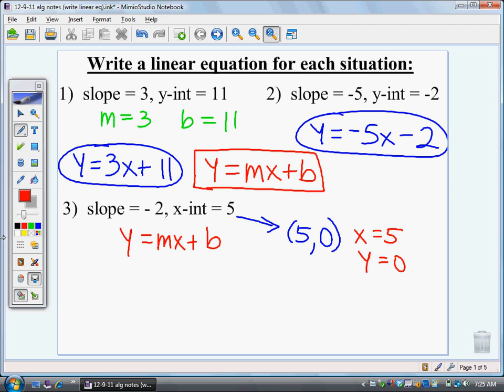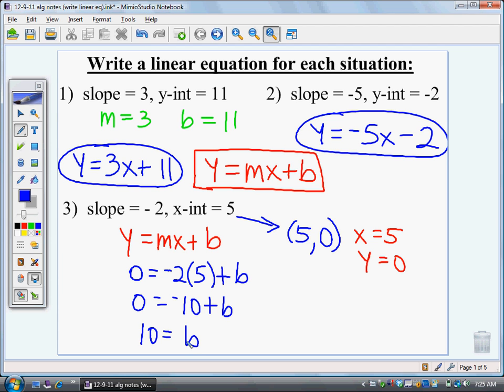The thing we don't know is b. So we plug everything in that we know. Y is 0, m is -2, x is 5, and we don't know b. And you just have an equation that has one variable, and you solve it. -2 times 5 is -10, plus b. You add 10 on both sides, and you get 10 is equal to b. Now we can do what we did on number 1 and number 2. We know that m is -2, and we know that b is 10. So we write y equals -2x plus 10. And that's the answer.